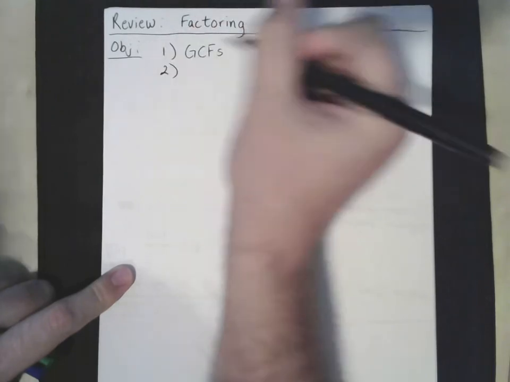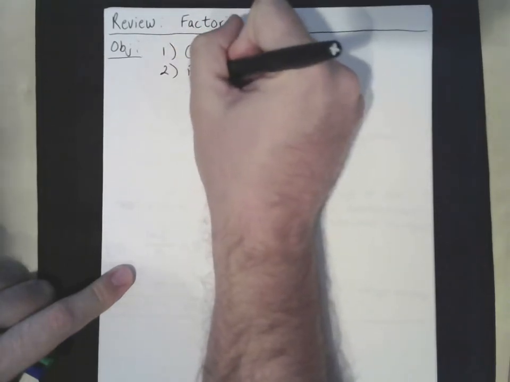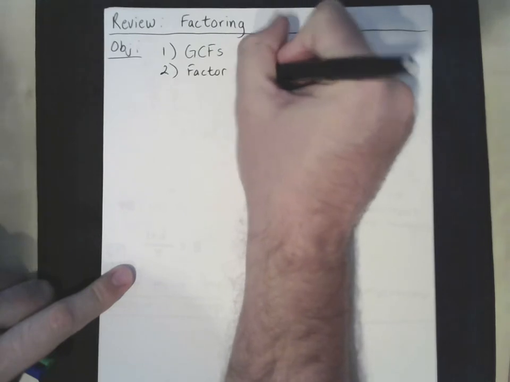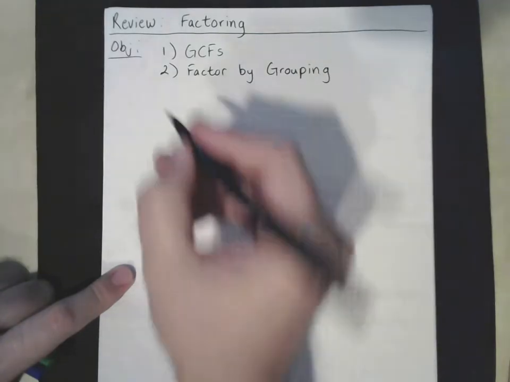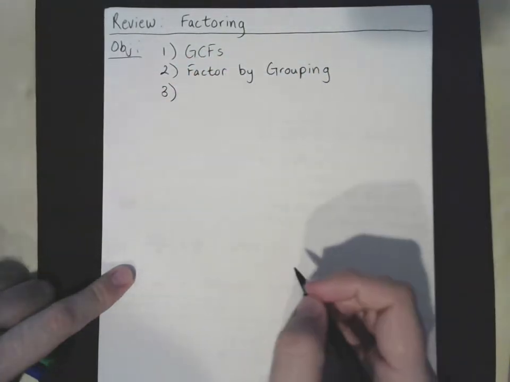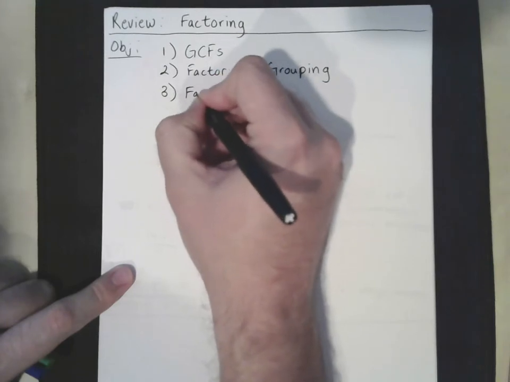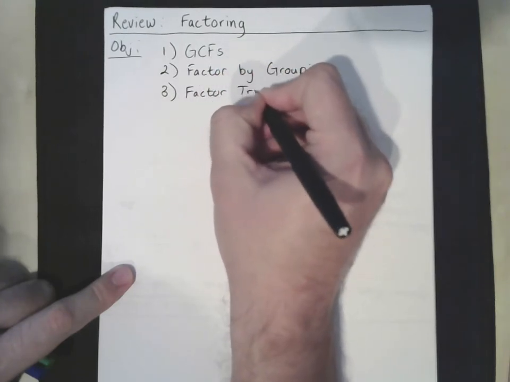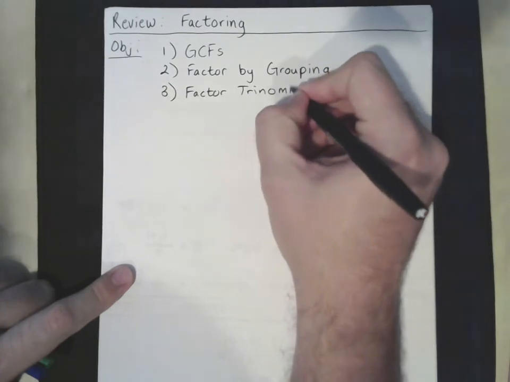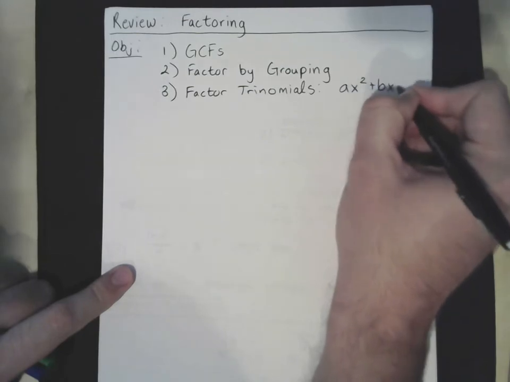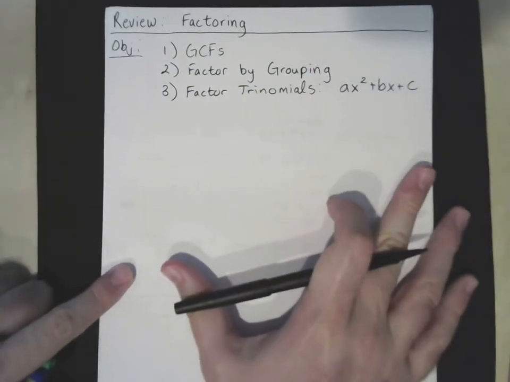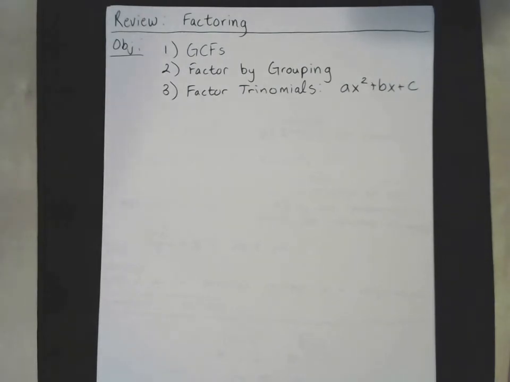The second objective is to take a look at factor by grouping. And our third objective is factoring trinomials that are of the form ax squared plus bx plus c. Now, some of you may be thinking, hey, that's the quadratic formula thing, but no, we're not doing the quadratic formula just yet. We'll be doing that in a later section.